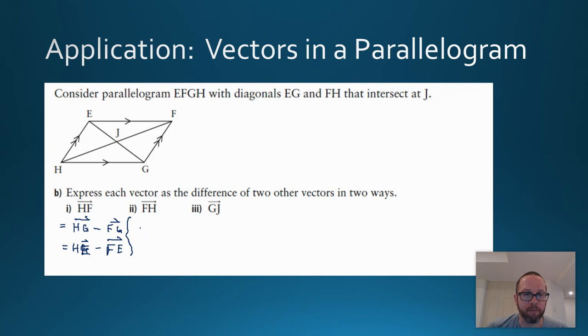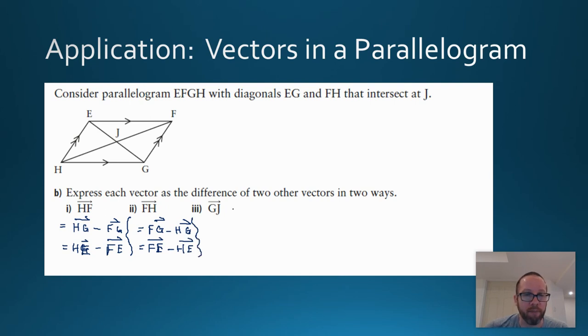For FH, I could do FG, and instead of plus GH, I could do minus HG. Or I could do FE, and then instead of adding EH, subtract. Oh, that should be a G. My G is getting sloppy. HE.